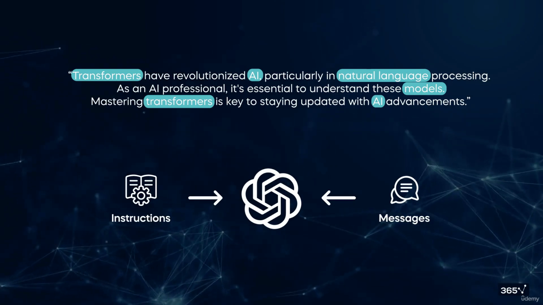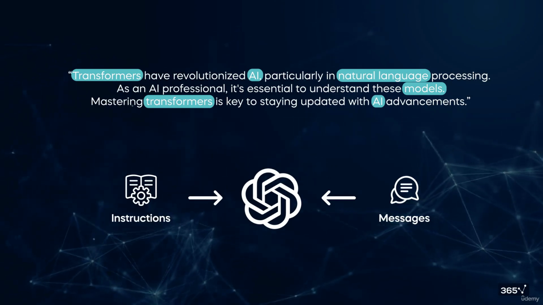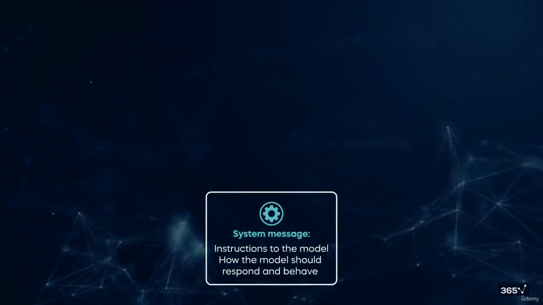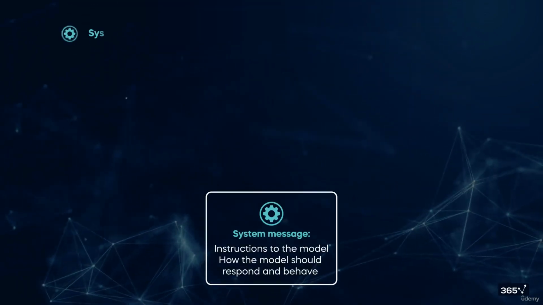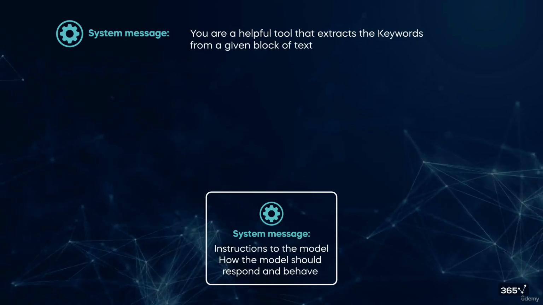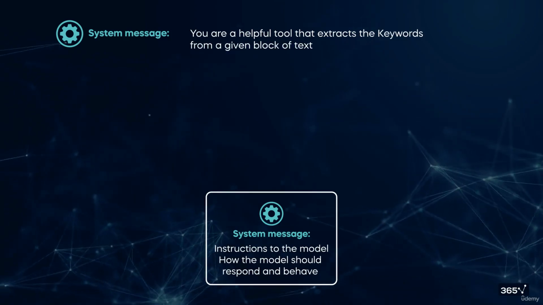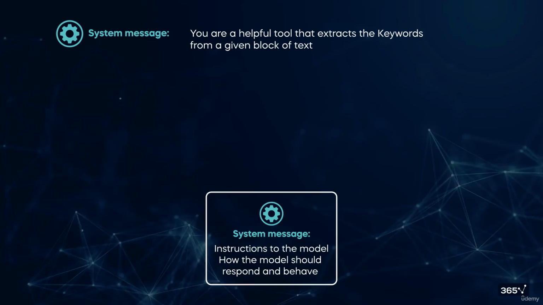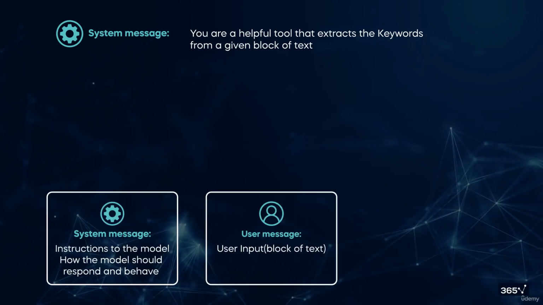There are 3 roles that can be used for messages. The first messages are system messages. These messages provide instructions to the model on what you want it to do and how it should respond and behave. The second type of message is a user message.